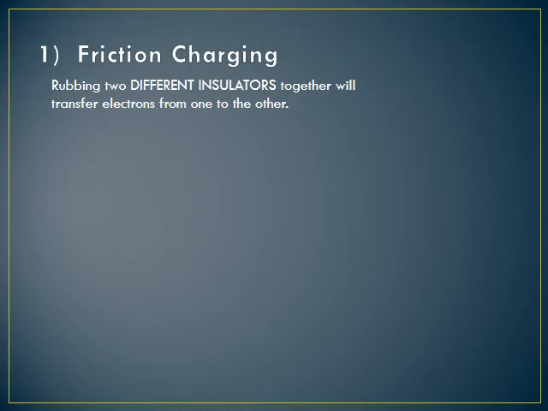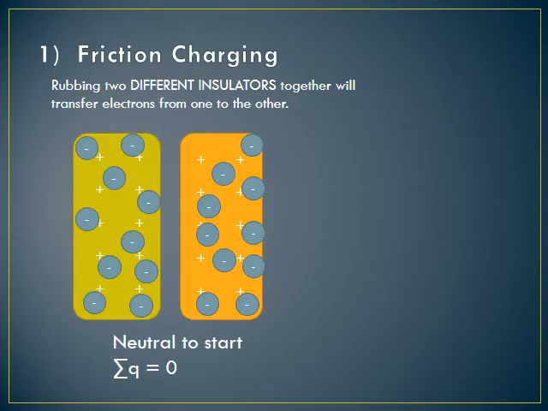A couple key aspects about friction charging: it requires rubbing, so just touching something won't charge it up. You actually have to rub the things together. This only works with insulators, and specifically you have to have different insulators. So when you rub 2 different insulators together, we can get a charge.